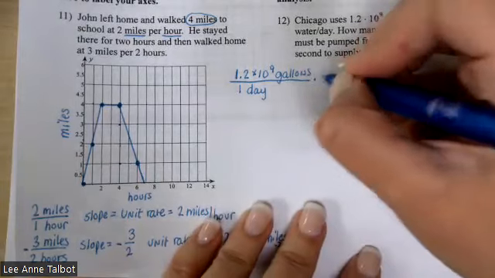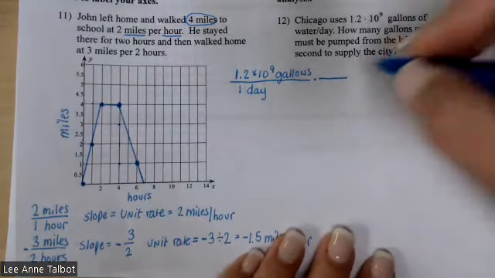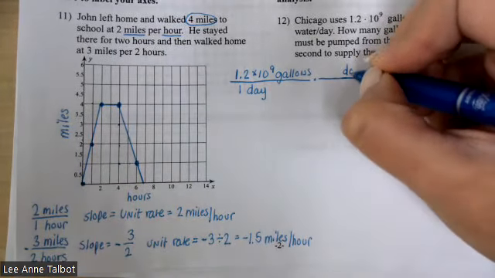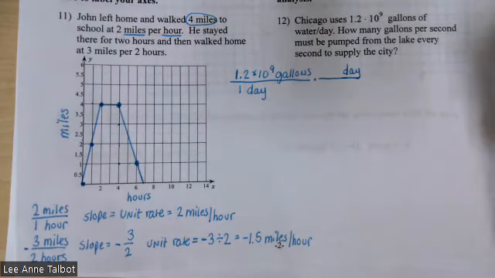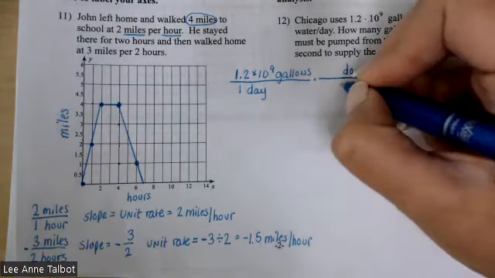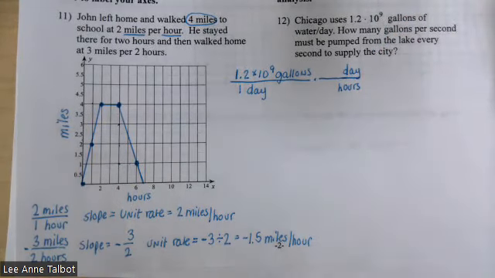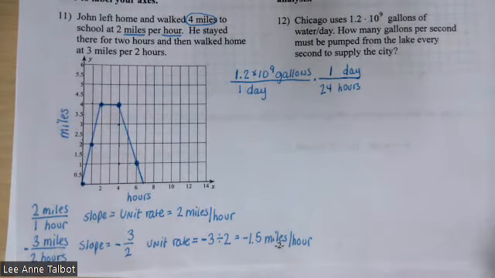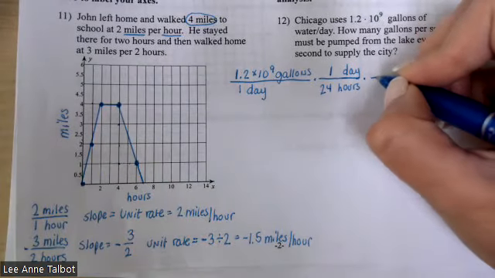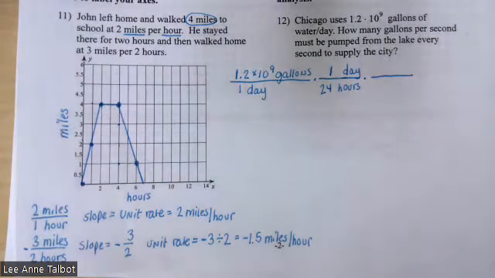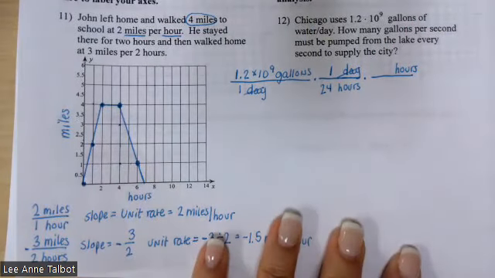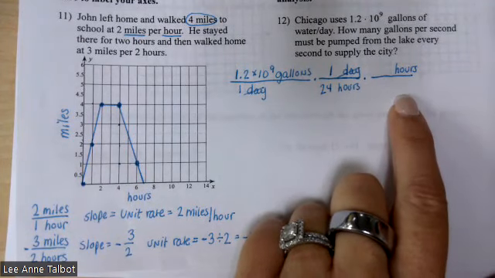Okay, now what units need to go on the top for us to cancel out days? No, days need to go on the top to cancel out days. How many hours are in a day? Okay, what unit's going on the top now? What do you want to put here? Minutes?